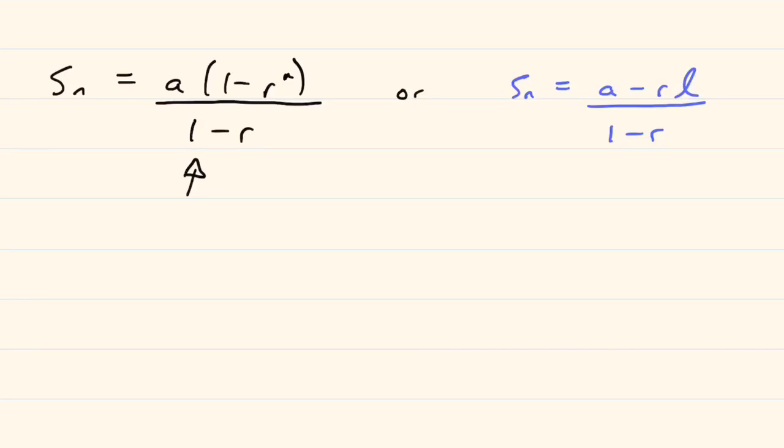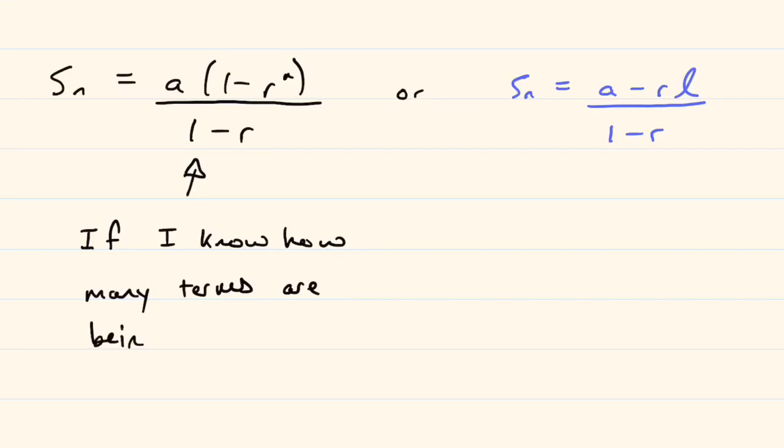So the first formula, Sn equals a times 1 minus r to the n over 1 minus r, I always use that if I know how many terms are being added up. So if we're adding 30 terms of the geometric series, then this is the formula we're going to use.